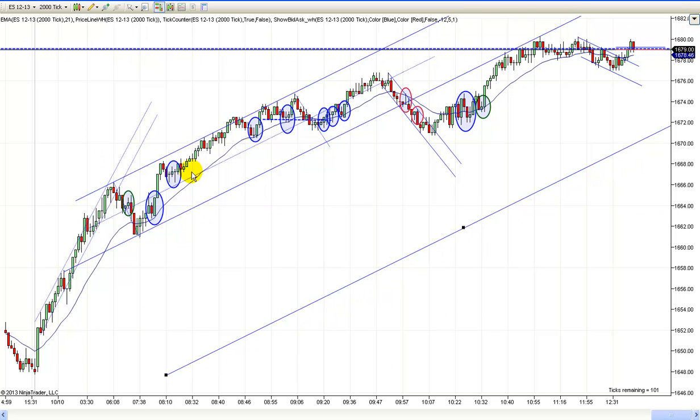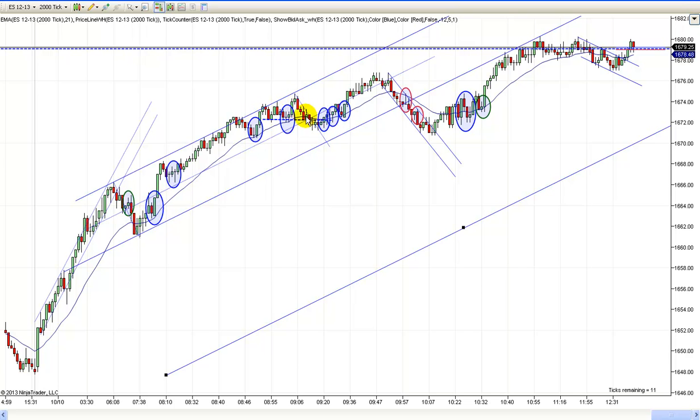I kind of saw this as a spiking channel, and there's kind of a midline right in here that held prices on both sides, kind of. But for the most part, from where I came in around 7 until about 8:30 when the market opened, everything is above the EMA.